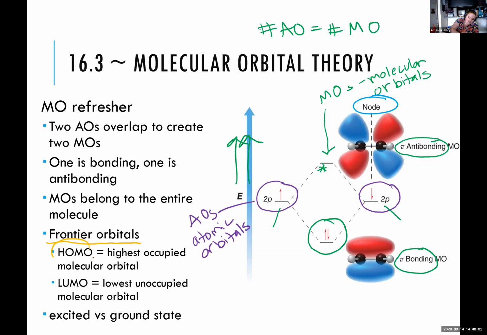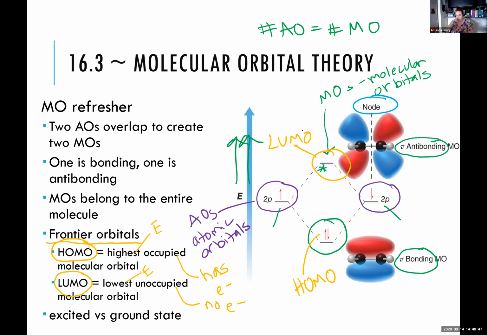So HOMO stands for highest occupied molecular orbital. So this is the molecular orbital that has electrons in it. So that's what the occupied part means, has electrons. And when we say highest, we mean highest in energy. So this is the molecular orbital with electrons in it at the highest possible energy level. So that would be this one. And then LUMO is the lowest energy level orbital that is unoccupied, so no electrons. So that means this one is the LUMO.